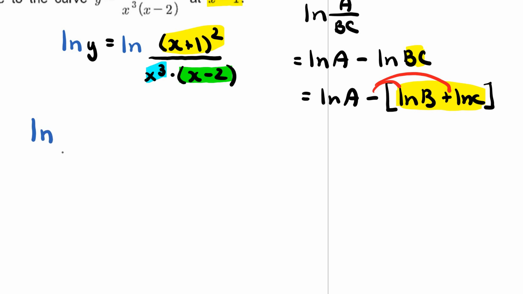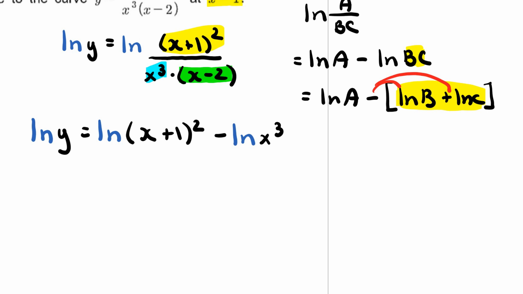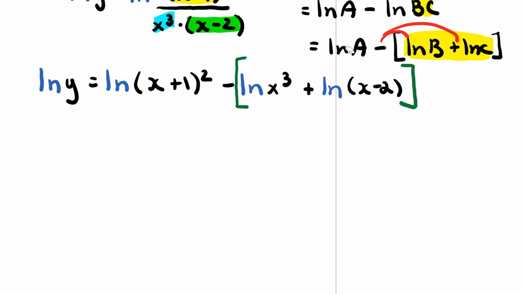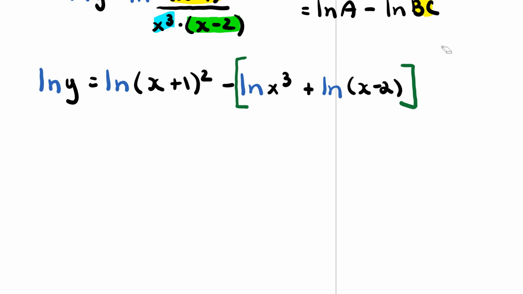So I have ln y on the left-hand side, and on the right-hand side, let's start breaking this apart. This is ln of bracket (x plus 1) squared minus, in a bracket, ln of x cubed plus ln of bracket x minus 2. There you go. Maybe we'll erase this now so that I have a little more space up here. Okay, let's simplify this as much as we can.